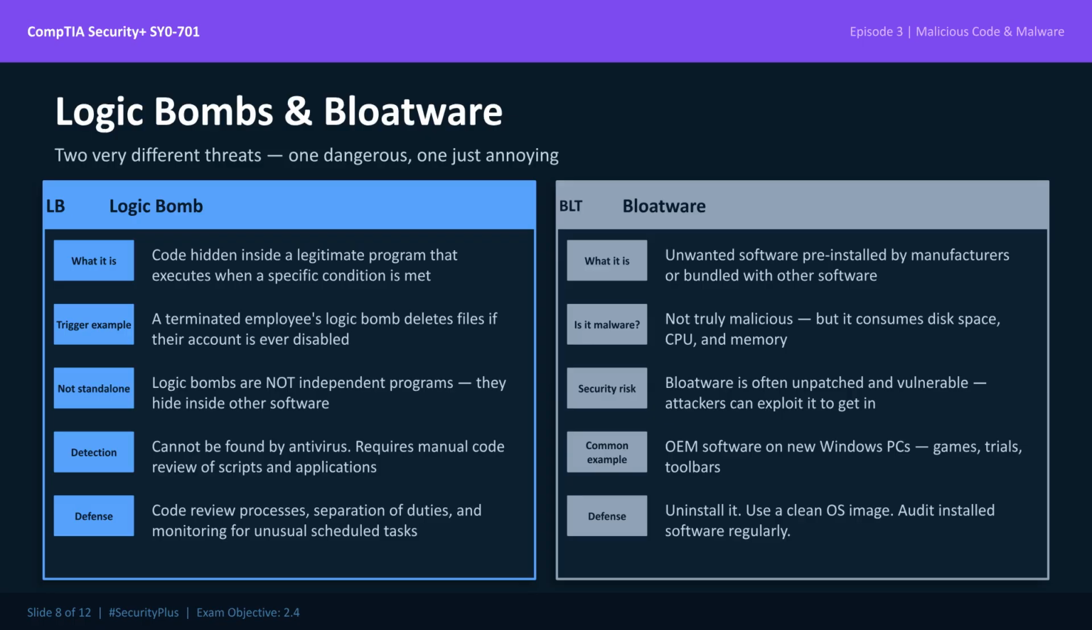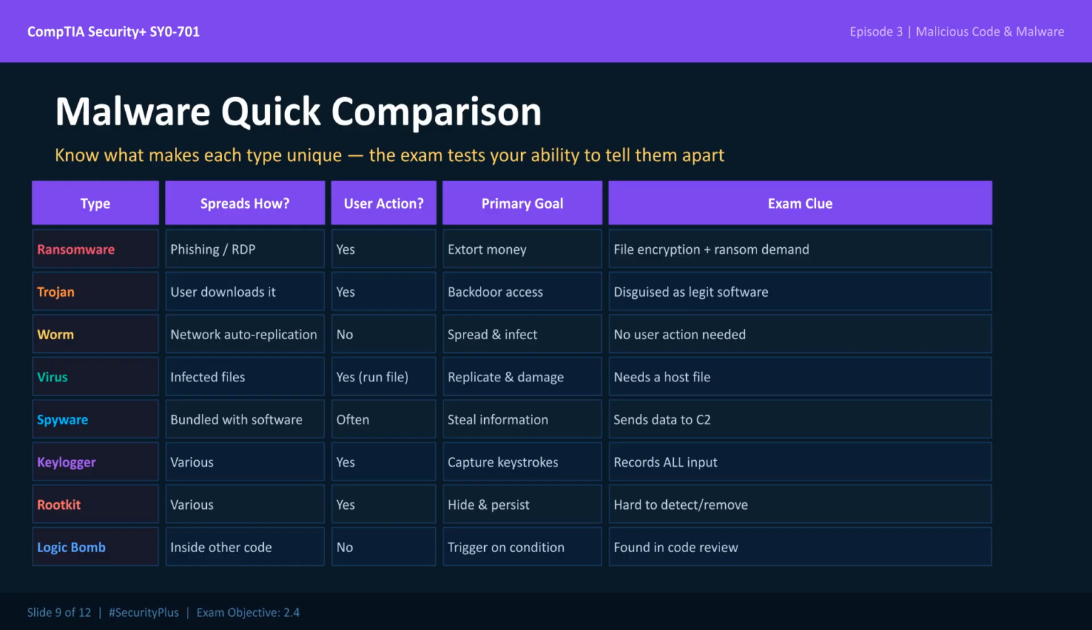Bloatware is pre-installed software that comes bundled with new hardware or other applications. It is not truly malicious, but it consumes resources and is often unpatched, creating an attack surface that real malware can exploit. The fix is simply to uninstall it. Use this slide as your exam cheat sheet. Ransomware encrypts files and demands payment.